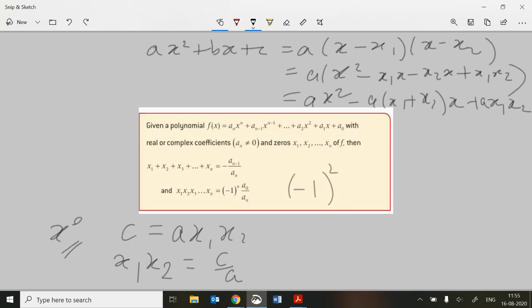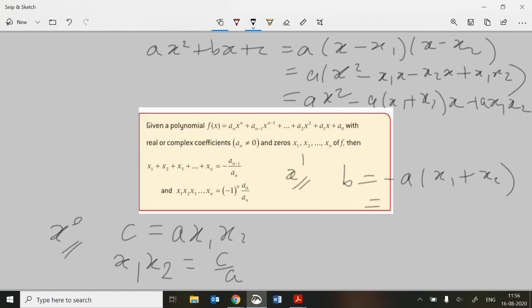Now, let's look at the other term here. So let's look at this one. And we can see that we're getting the sum of our roots in our middle term here. So in our middle term, if we compare our x to the power of 1, we can see that b is equal to -a times x1 plus x2.